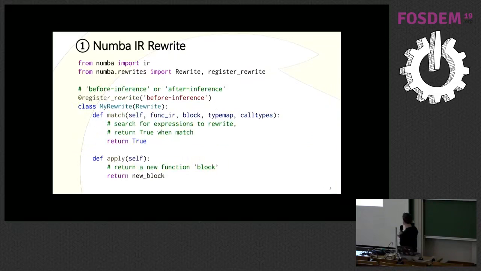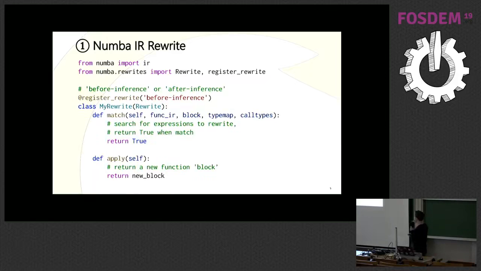Let's start with the beginning. So I was talking about the rewrite phase. Numba likes decorators very much. So this is basically how all the extensions work. So here we say, okay, we want to register our rewrite. And we say, okay, it's before inference. As I said before, you have a rewrite step before type inference, and then one after inference.